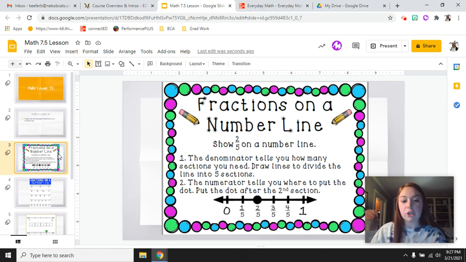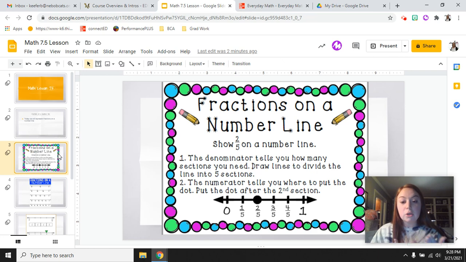So what this is showing you is 0 to 1. If I would ask you, name a number between 0 and 1, sometimes you might be like, wait, it just goes 0, then 1. What do you mean name a number in between? Well, that's where fractions come in, because there are numbers in between 0 and 1 as fractions.